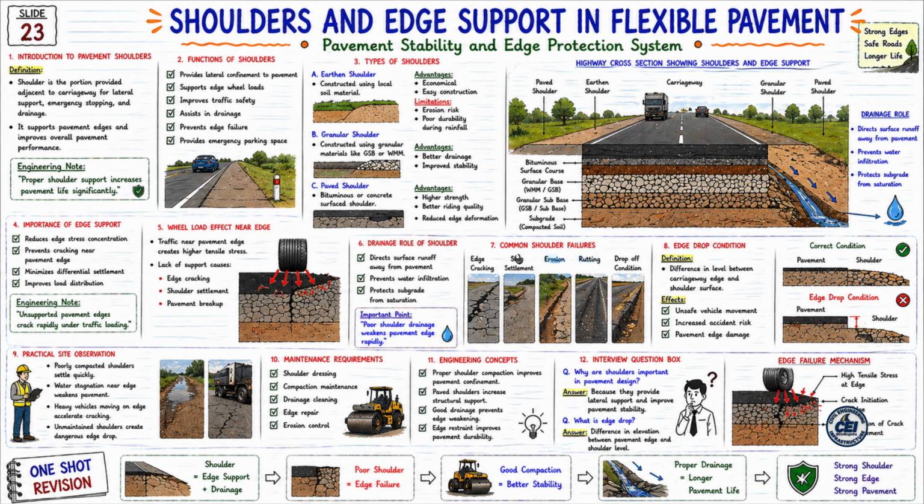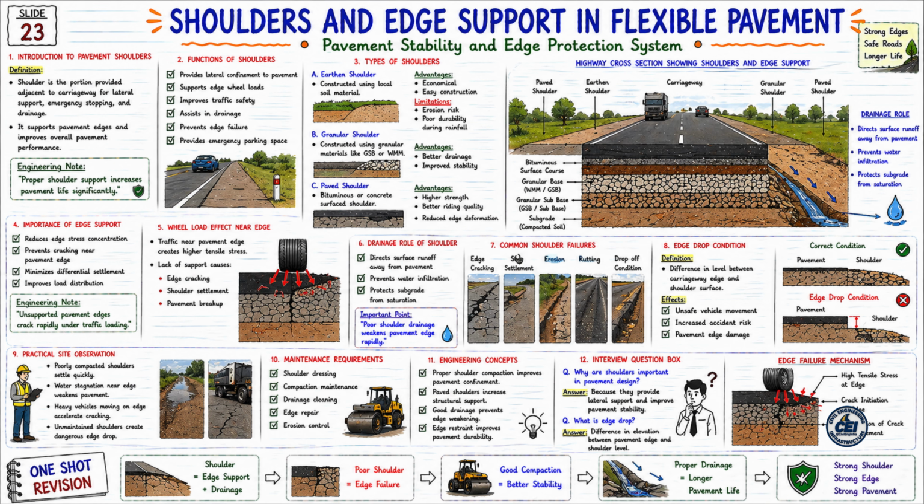1. Introduction to pavement shoulders. What is shoulder? Shoulder is the portion provided adjacent to the carriageway, which is used for lateral support, emergency stopping, and drainage. Now what is the most important thing here? Shoulder supports pavement edges and improves overall pavement performance. See the engineering note below. Proper shoulder support increases pavement life significantly. And this concept is very important in practical highways.